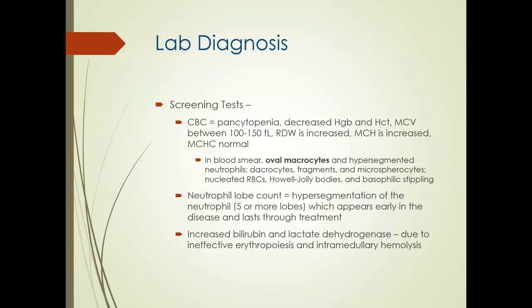We see dacrocytes, which are teardrop cells, fragments, and microspherocytes. We may see some nucleated RBCs, some Howell-Jolly bodies, and basophilic stippling. We can also see hypersegmentation of the neutrophils. The neutrophils may have lots of lobes inside of them. Oftentimes, an increased bilirubin and lactate dehydrogenase, which is due to the ineffective erythropoiesis and intramedullary hemolysis. So as we have increased cell turnover, the breakdown of the cells is going to increase the bilirubin. Increased cell turnover typically increases the lactate dehydrogenase, which is LDH.